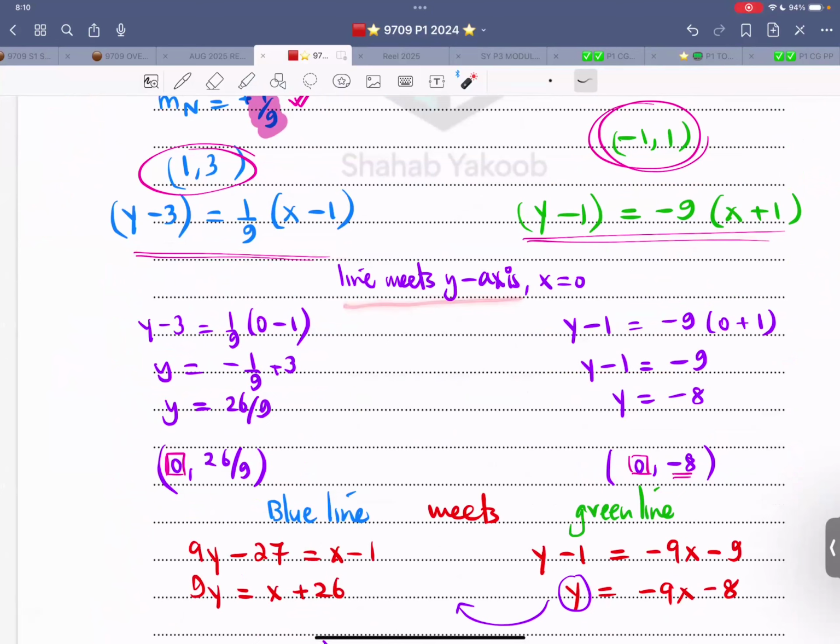Line meets y-axis. Therefore, x coordinate is 0. So no need to expand. First, make x coordinate equal to 0. You get y as 26 over 9. Similarly, also over here, x is equal to 0. You get y as negative 8.